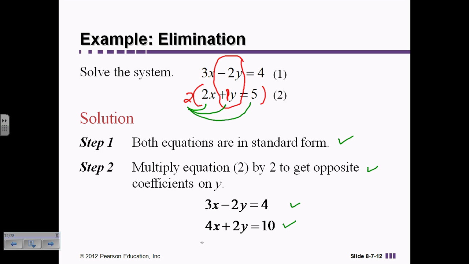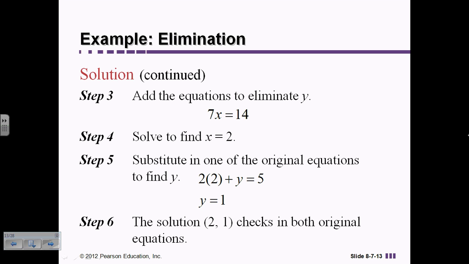So the next step says to add the two equations together. So 3x plus 4x is 7x. Negative 2y plus 2y is 0. And 4 plus 10 is 14. So now I have a problem that I can just simply solve for x. Divide both sides by 7, and I get x equals 2. So that's what I've done over here. I set up 7x equals 14. I solved and got x equals 2.